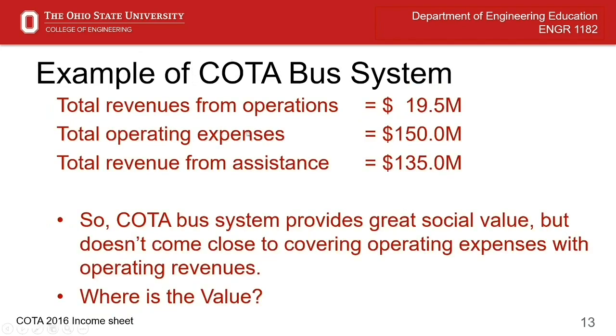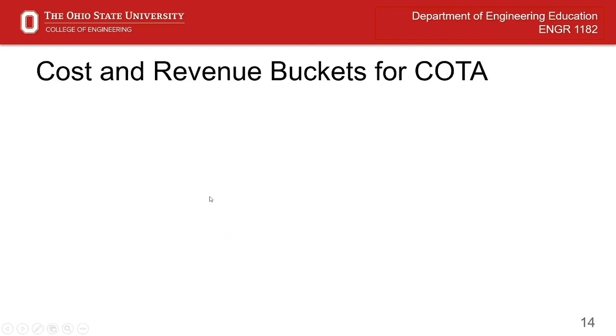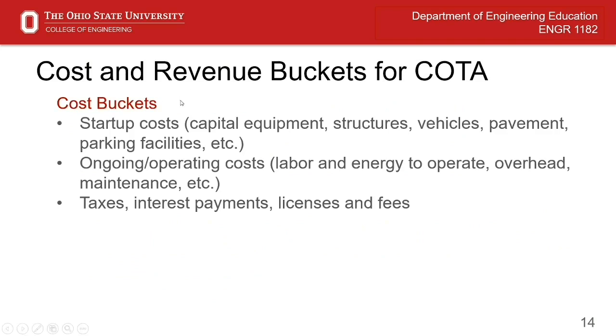As a quick example, for a transportation system, the example of CODA, this data was from the 2016 CODA bus system, where total revenues from operations from riders were about 20 million, total operating expenses were 150, and then revenue from assistance, being government funding and taxpayer money, was 135. And so the value of CODA isn't coming from a profit margin, it's coming from the social value that it creates. Within this example, we have cost buckets.